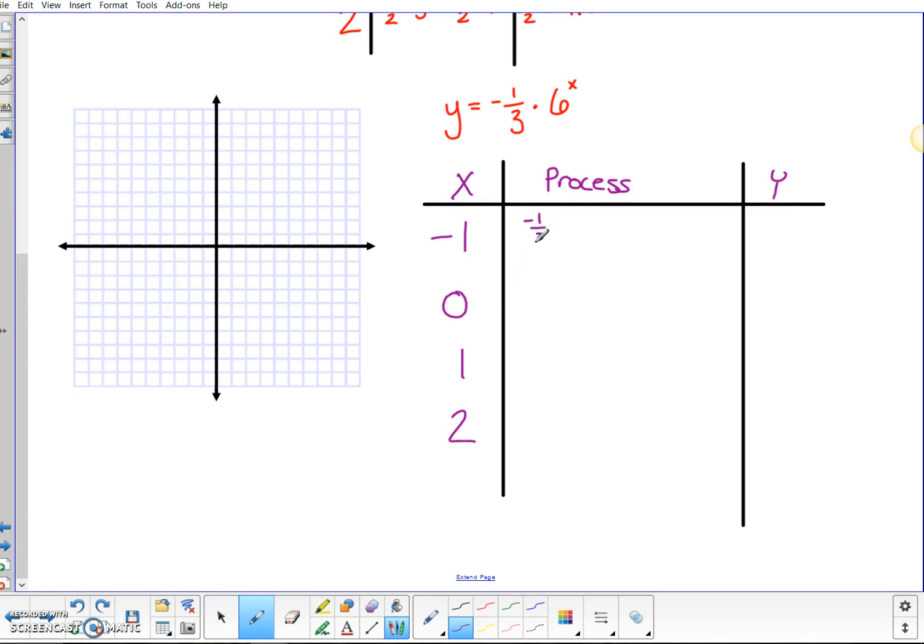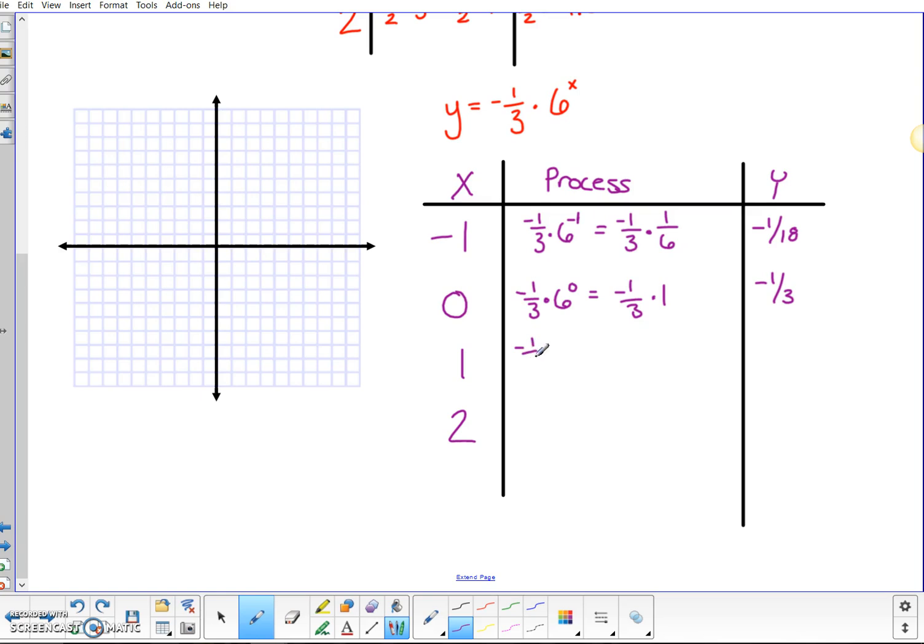So, -1/3 times 6 to the -1st power equals -1/3 times 1 over 6. Remember, the negative exponent makes it move to the denominator. It doesn't make it a negative number. So this will give me -1/18. Super, super tiny. 0. So -1/3 times 6 to the 0 equals -1/3 times 1, because anything to the 0 power is 1. And I get -1/3.